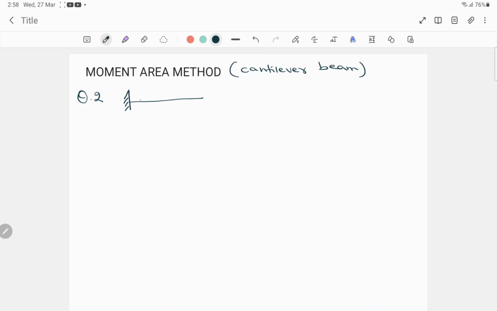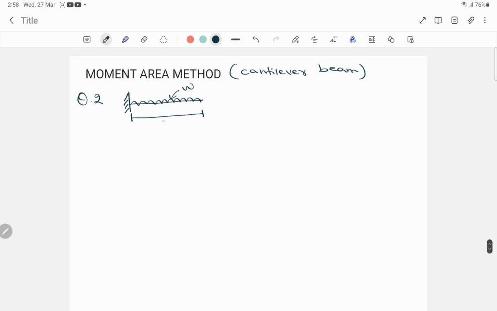So in this beam, a UDL load of W is acting. From here to here the distance is L, and let this point be A and this point be B. In the moment area method, the first and foremost step is to find the bending moment diagram. So let's draw the bending moment diagram for a UDL, with A point and this one B point.